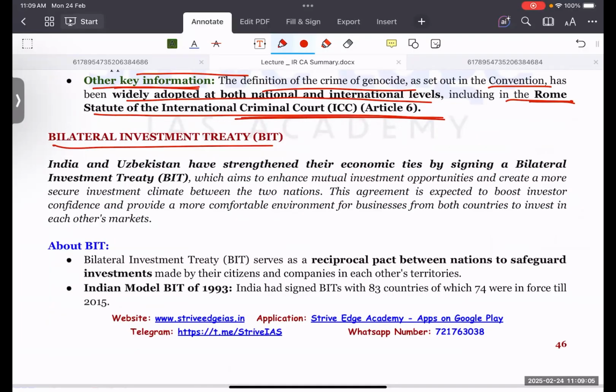Now we will be discussing the Bilateral Investment Treaty, that is BITs. Why is it in news? India and Uzbekistan have strengthened their economic ties by signing a BIT, where they will have mutual investment opportunities, enhance the investment criteria between these two countries, and streamline the mechanism required for the smooth flow of investment between them. That is basically the crux of the bilateral investment treaty.